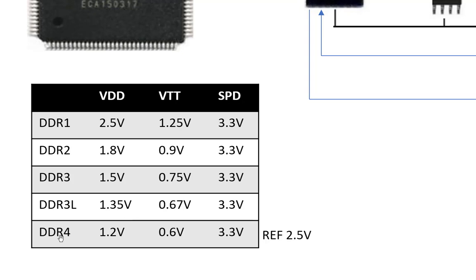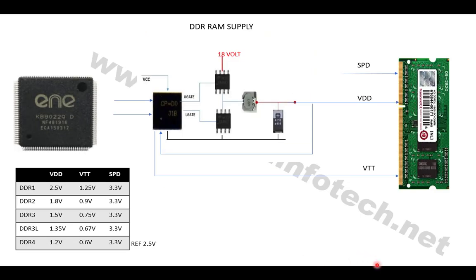Now DDR4 RAMs require four levels of voltages, that is 1.2 VDD, 0.6 VTT, 3.3 SPD and 2.5 volt reference. So this is the fourth voltage required by the RAM. So DDR4 RAM requires a total of four levels of voltages. In this circuit, we are going to learn how the VDD and VTT voltages are generated and given to the RAM.